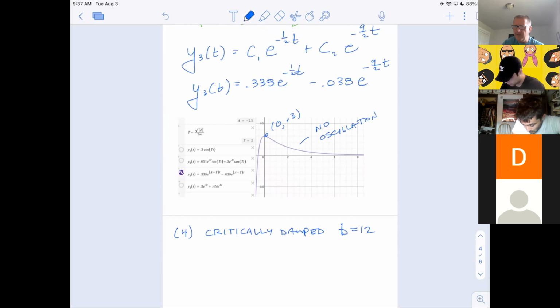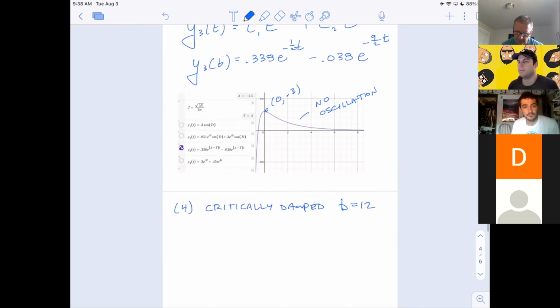Like, why 12? Why not 10? Why not 13? I don't know. I'm just picking 12. Okay. But watch what happens if you pick 12. It's really interesting. 4y double prime, not changing the mass. 12 times y prime, not changing the spring constant. So what happens this time?